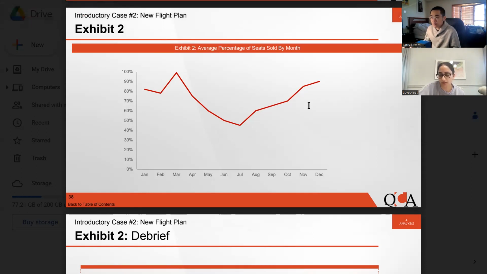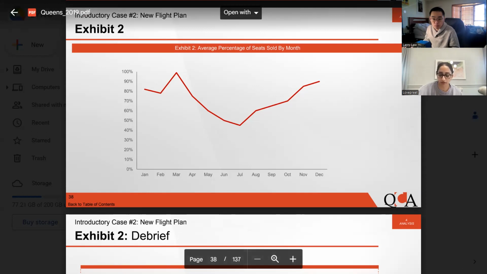Okay, so in this exhibit, we see the average percentage of seats sold per month. On the x-axis, we see the months from January to December, so this seems to be data for one given year. And on the y-axis, we see the percentages. Based on the data here, we see that one of the high points of the number of seats being sold is in March, with it being close to 100%.